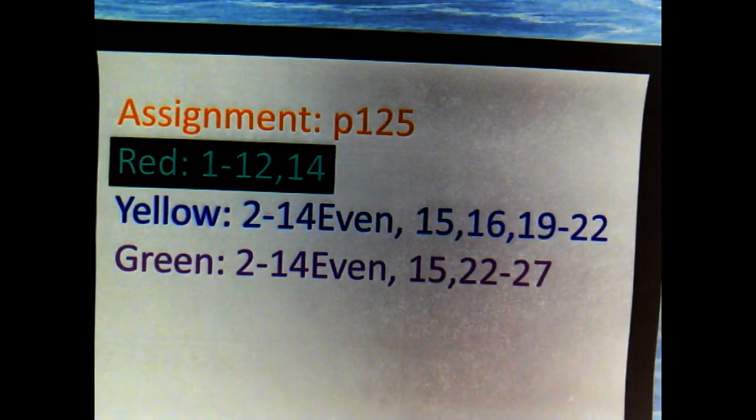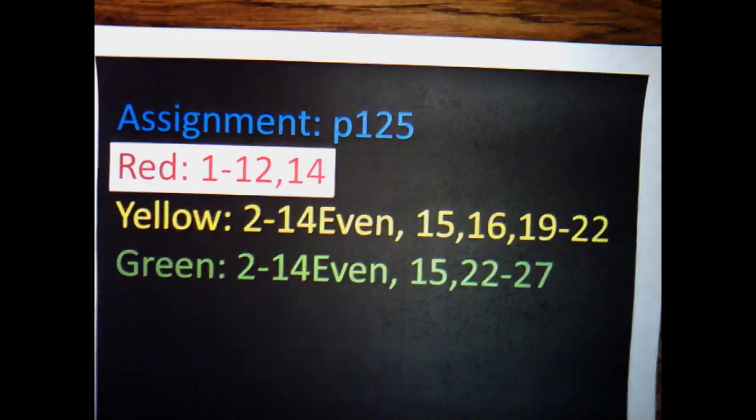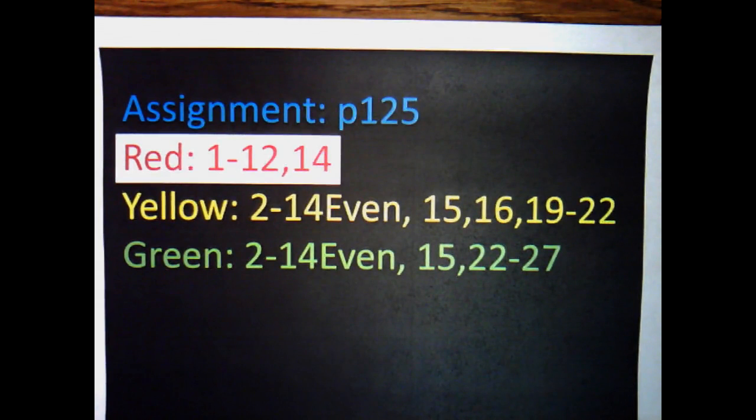Let me take the filter off. It might be a little easier to see. Here's the assignment. We're on page 125. Red, yellow, green. The choice is yours. Pick one that will challenge you. Pick the one that's most appropriate for you. If you've been doing well, do the green. If you've been doing okay, do the yellow. And if you've been struggling, do the red.